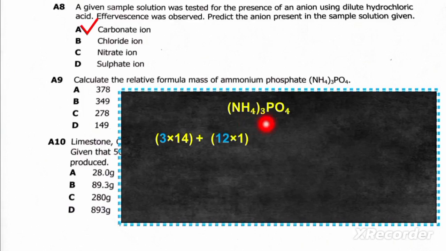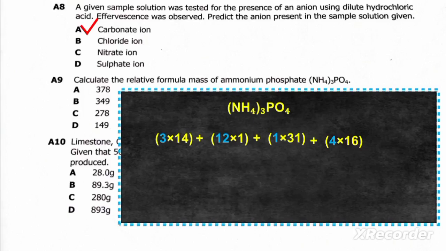The next element is phosphorus. We have one atom of phosphorus, and the mass number of phosphorus is 31. The next element is oxygen. We have 4 atoms of oxygen, and the mass number of oxygen is 16.